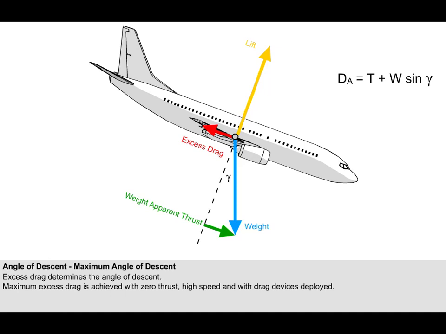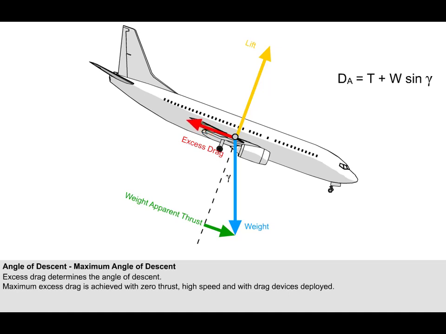The angle of descent, then, is a function of excess drag. The greater the excess drag, the steeper the angle of descent. This angle can be increased even more if it were possible to increase the excess drag. This can be achieved by deploying drag devices such as the speed brakes and the undercarriage, but attention must be paid to their maximum deployment speeds.